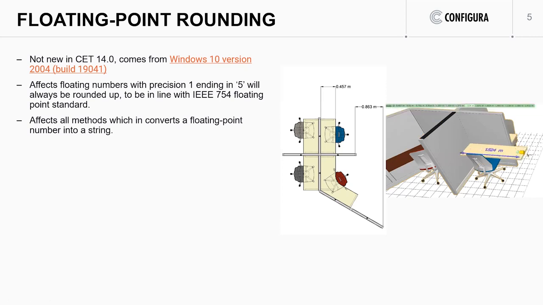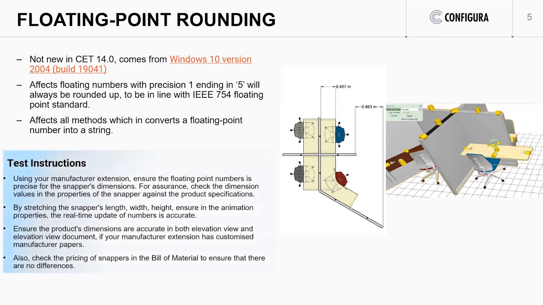Basically, this affects all methods that convert a floating point number into a string. So with that, you need to check anything that's related to floating point rounding in CET. But we've narrowed it down for you. By following these test instructions, using your manufacturer extension, ensure that the floating point numbers are precise for the snapper's dimensions. For extra assurance, you can check against the product specifications just to make sure it doesn't change or give inaccuracy in terms of rounding numbers.